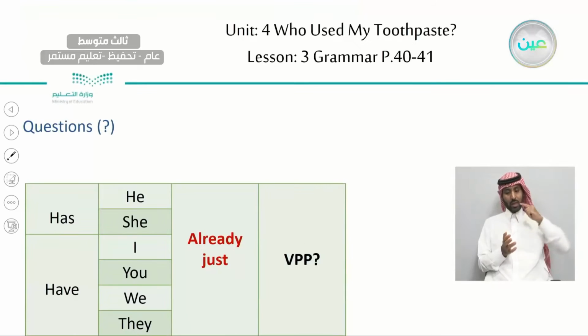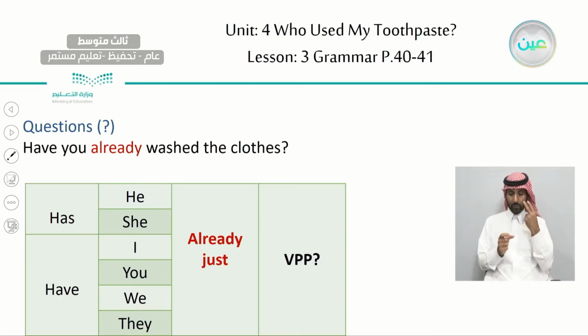We have another way to form questions using already and just. Here, we don't add it at the end of the sentence. We add it after the pronoun. Has he already cleaned his room, for example? Or have you already cleaned your room? Okay? Or washed the dishes? So this is how we use it. We use already and just before the verb 3. Look at the example in your book. Have you already washed the clothes? Okay? This is the example we can see in our book.